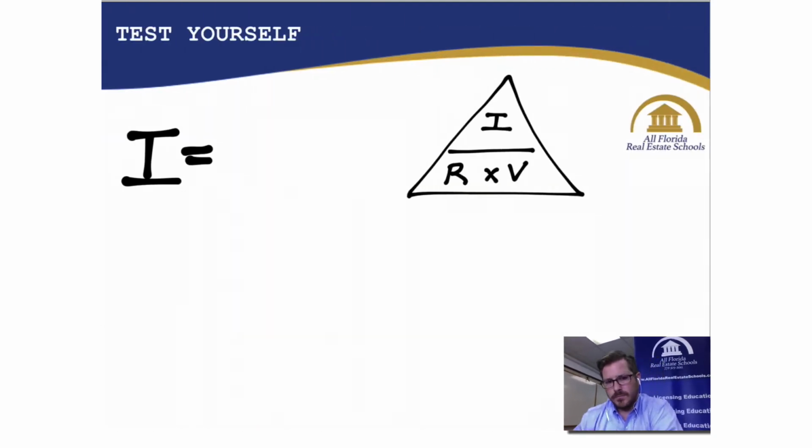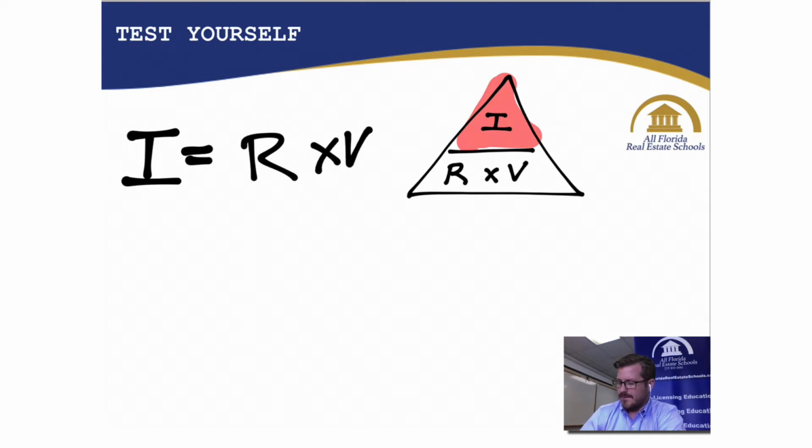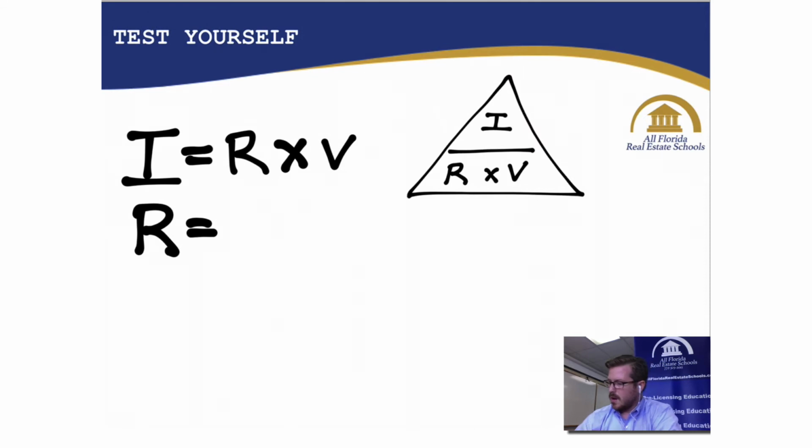Okay, so now let's try it on your own. We're going to solve for I here. Let's go ahead and block out the I. Now how will we solve for I? What's left over? We have rate times value. That's all that's left there. Okay, so now we've got our solution for I.